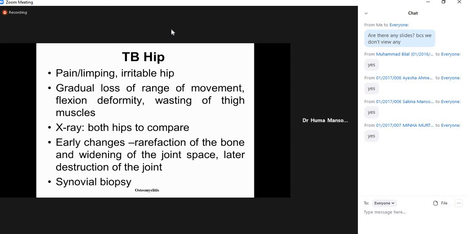So TB of the hip joint: there's pain, limping, and an irritable hip, gradual loss of range of movement, flexion deformity, and wasting of the thigh muscles. Early changes are rarefaction of the bone and widening of the joint space. Later on, there is destruction of the joint, and synovial biopsy would be more confirmatory.